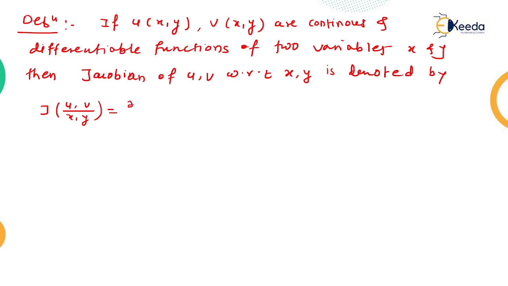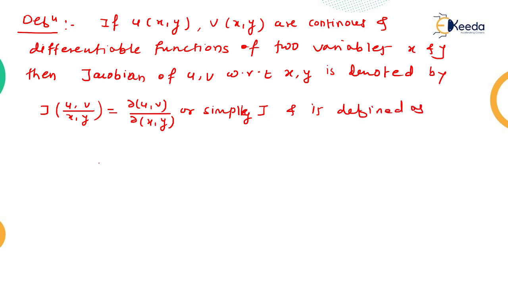Or this can also be denoted as, that is the second notation, Jacobian of u, v in the form of partial differentiation. So let me write here, del u, v upon del x, y, or simply we denote it by capital J, and it is defined as Jacobian of u, v upon x, y, that means Jacobian u, v with respect to x, y.